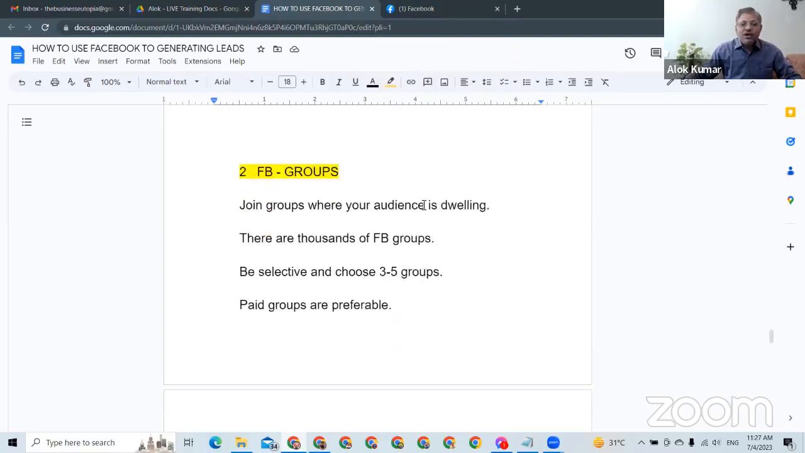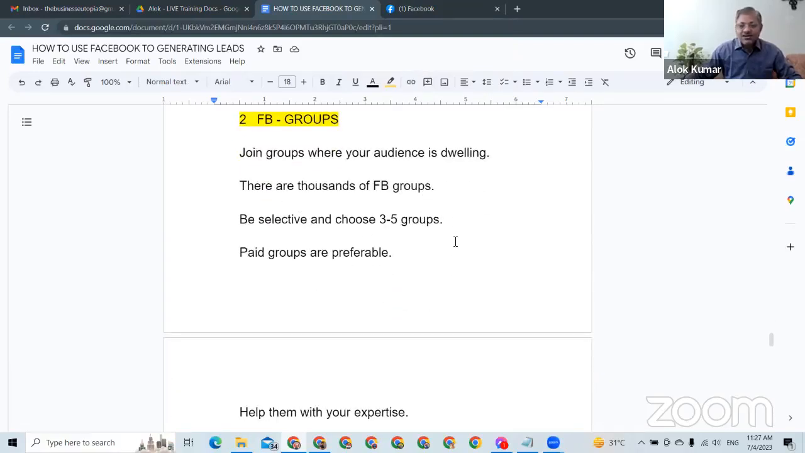So now I'll be talking about the Facebook groups. The second duck. Remember, the first duck was the Facebook profile. Now we are talking about the second duck, right?